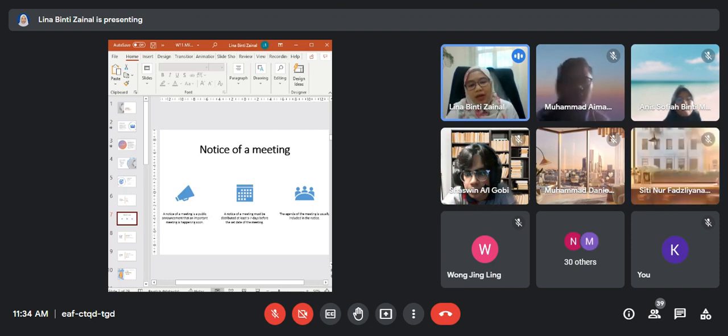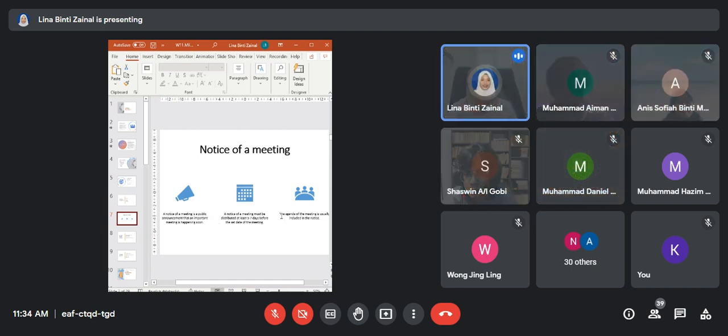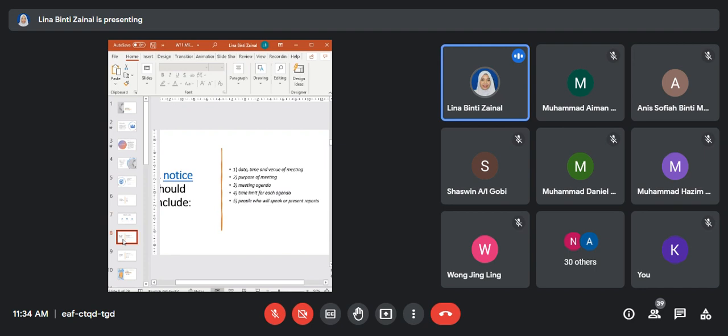Okay, so it must be done at least 5 to 7 days before, so that whoever needed to come to the meeting must clear their schedule and make time for the meeting. Okay, and the agenda of the meeting is usually included in the notice. Things that are going to be discussed in the meeting are included. Dah cakap siap-siap dah. What are they going to discuss in the meeting?